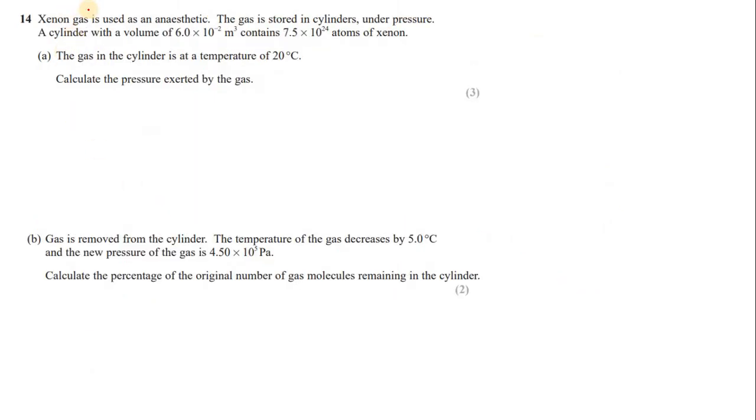Question number 14. Xenon gas is used as an anesthetic. The gas is stored in a cylinder under pressure. A cylinder with a volume V contains 7.5 times 10 to the power 24 atoms. These are N. The gas in the cylinder is at a temperature of 20 degrees Celsius. This is temperature T. Calculate the pressure. So number of molecules, volume, temperature given. We need to find pressure.